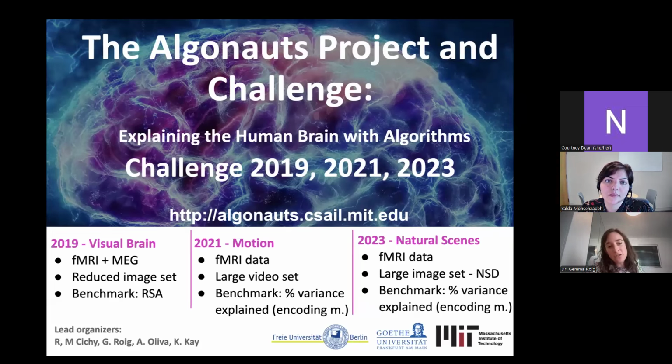And then we moved on in 2021 to include motion. So we recorded fMRI data, putting humans in the scanner, for a large video set, so more than 1,000 videos. And this time we used as a benchmark, to set up who was the winner of the challenge, encoding models using the percentage of variance explained.